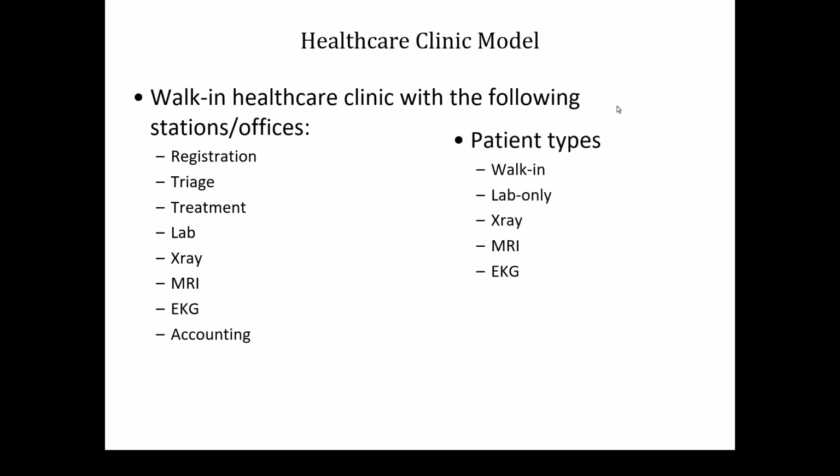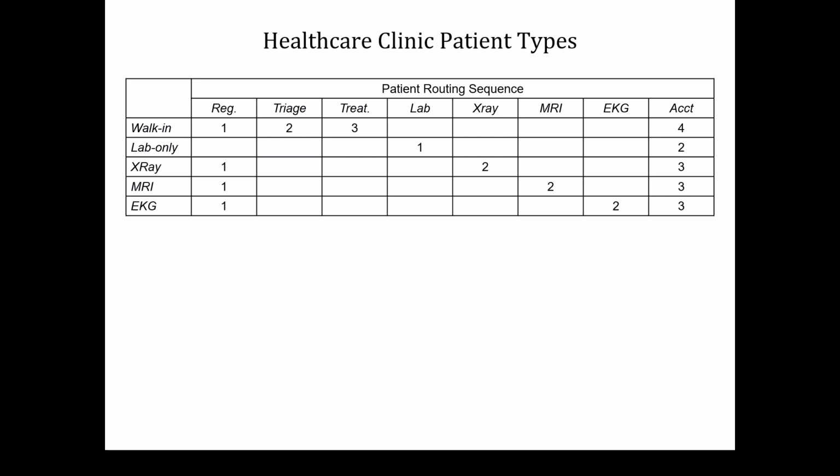We will have 5 different patient types. One will be walk-in patients, another one will be for lab only, the third will be for x-rays, the fourth will be for MRI, the fifth will be for EKG. In this video, I'm going to show how to build a model with different patient routing sequences. The sequences are given in this table.